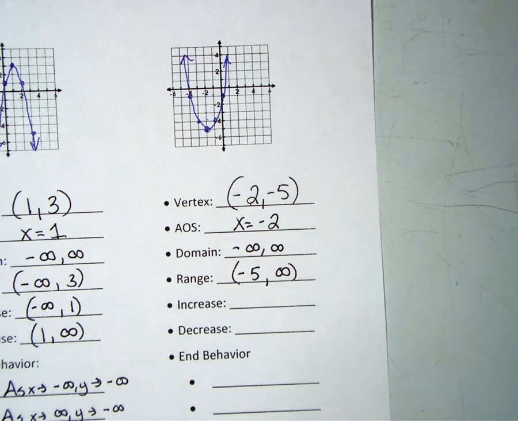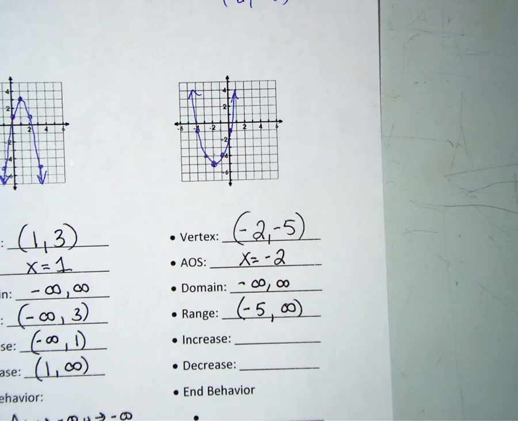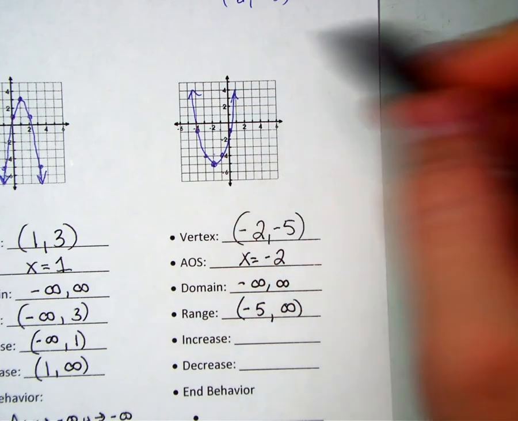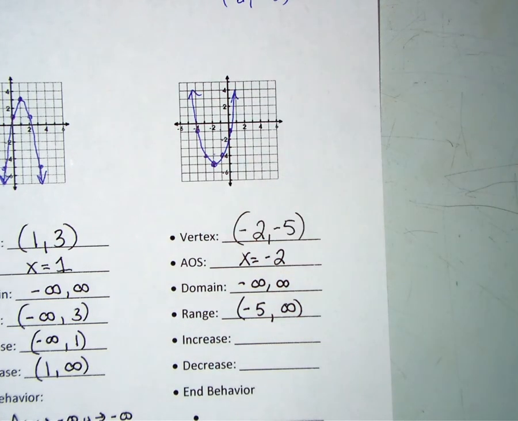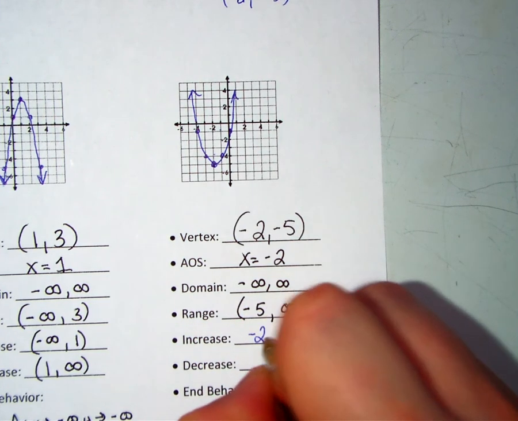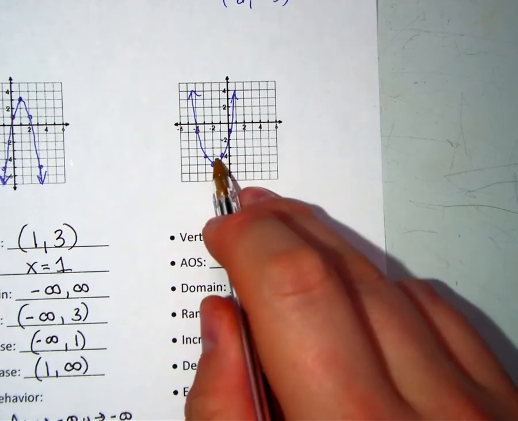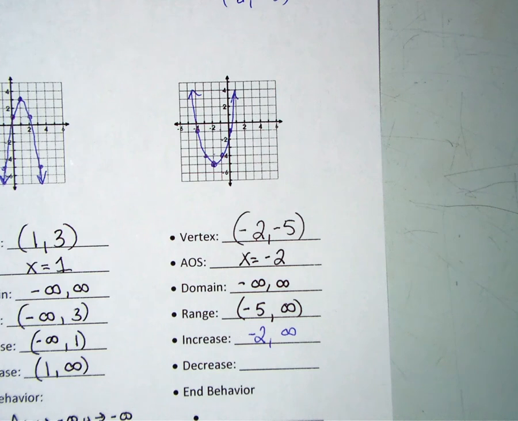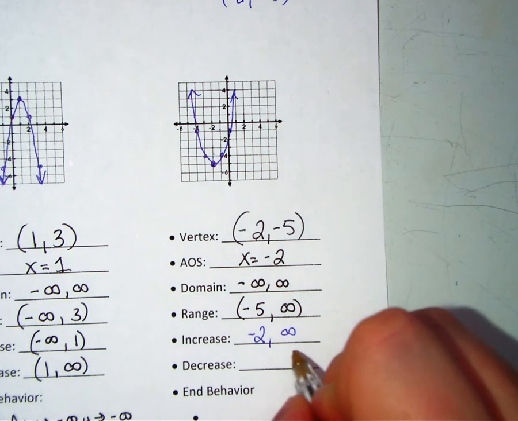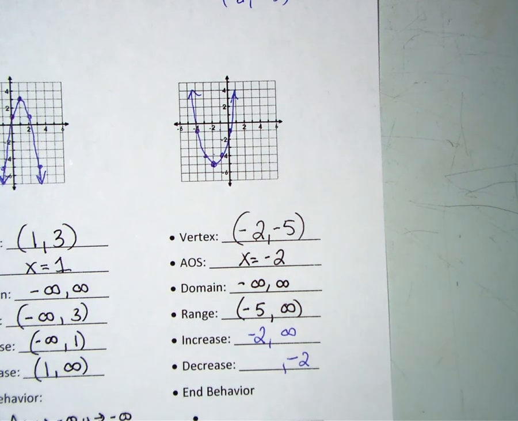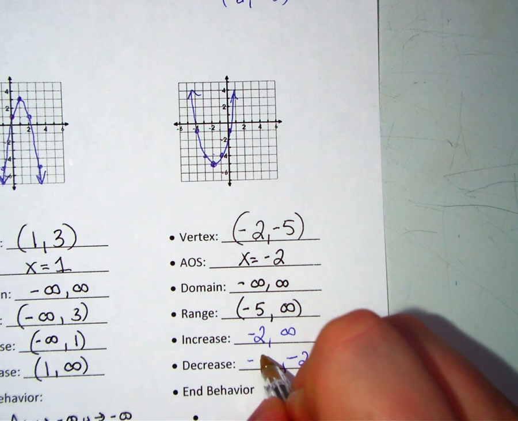The increase. Now this is also a little bit different. From our axis of symmetry, it's increasing from the right of the vertex. So our vertex has an x value of negative 2. It is increasing from negative 2 forever to the right, to infinity. Where is it decreasing? It's decreasing all the way up until it gets to negative 2. Well, where did it start decreasing? From negative infinity.